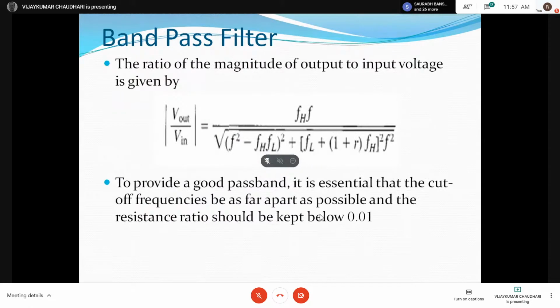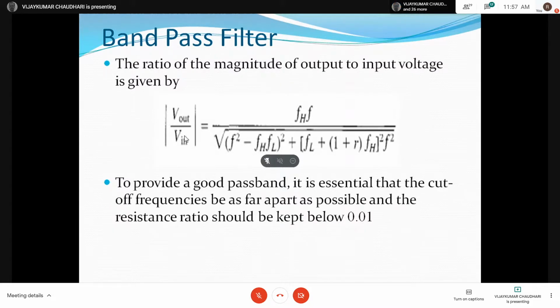What are the values then? We will see. To provide a good pass band, it is essential that the cutoff frequencies be as far apart as possible. Okay, the band should be wide, and the resistance ratio r should be below 0.01. It should be less than 0.01.